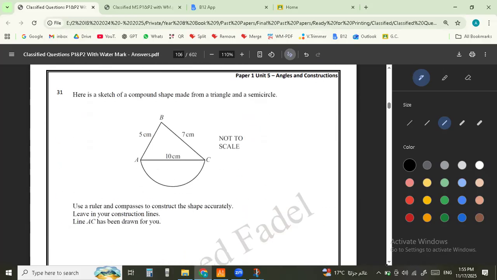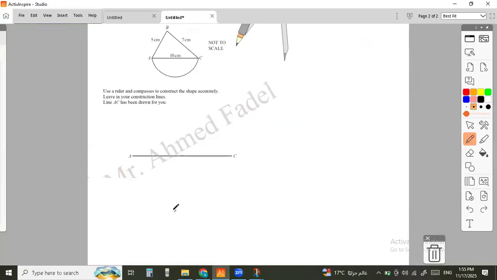Here's a sketch of a compound shape made from a triangle and a semicircle. Use a ruler and compasses to construct the shape accurately. That is going to take us to this application here. All right. They drew for you already line AC, and they said that it's 10 centimeters. First thing, please make sure that it is 10 centimeters exactly, because this is a printed paper. It's not the original checkpoint exam. It's printed, which means that it shrinks a little bit. Shrinking makes the line a little bit smaller.